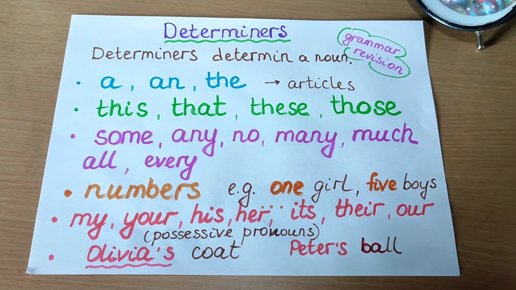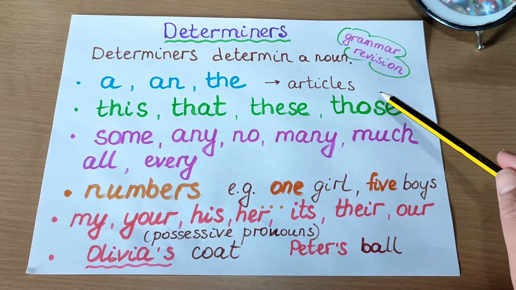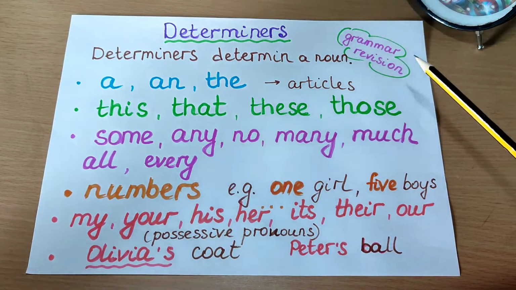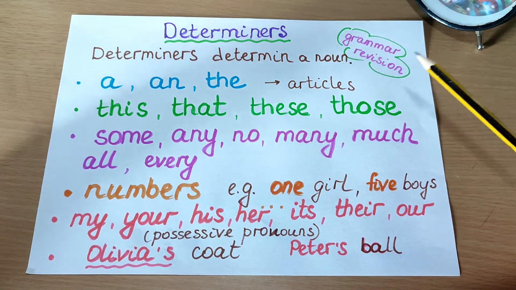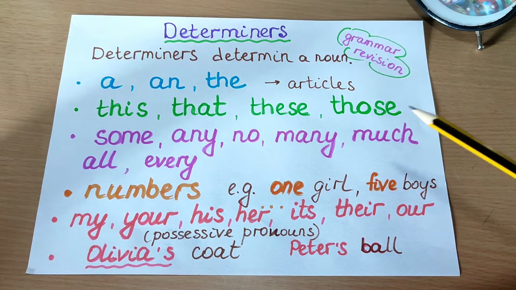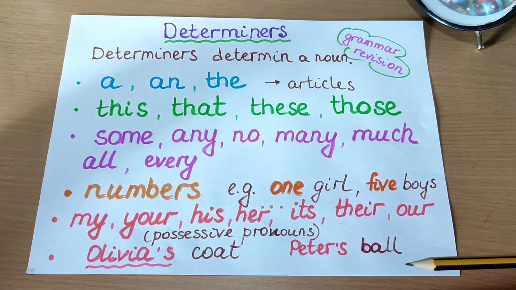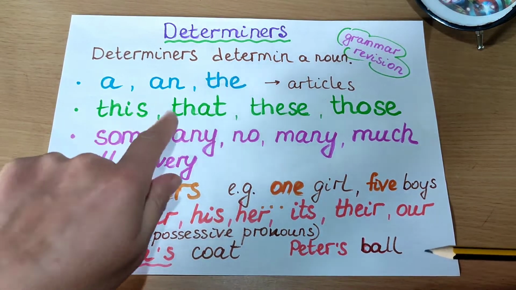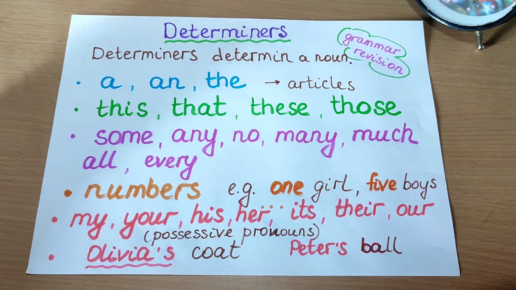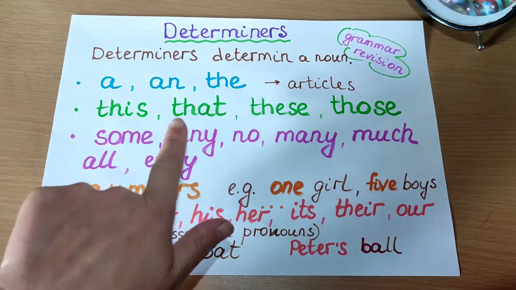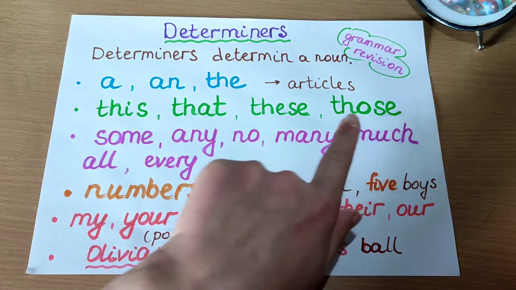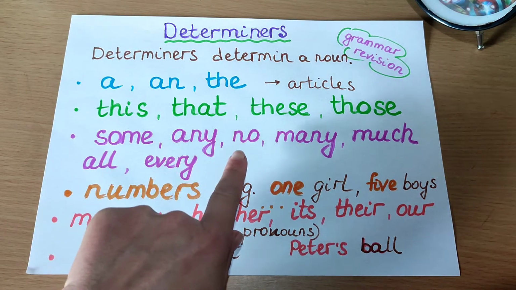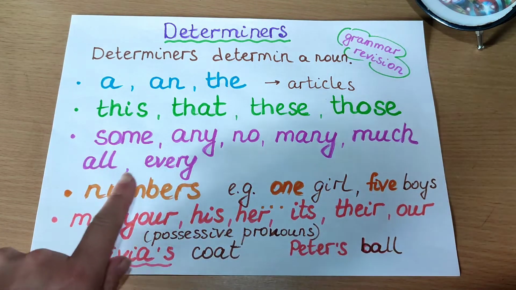Most of you will probably know a, an and the as determiners, which are also articles. So for example, you can have a girl or the girl. If it's the girl, it's obviously a specific girl, which we know. A girl, any girl, yeah? And you put an with a noun which starts with a vowel. But there are also other determiners, such as this, that, these, those, some, any, no, many, much, all, every.